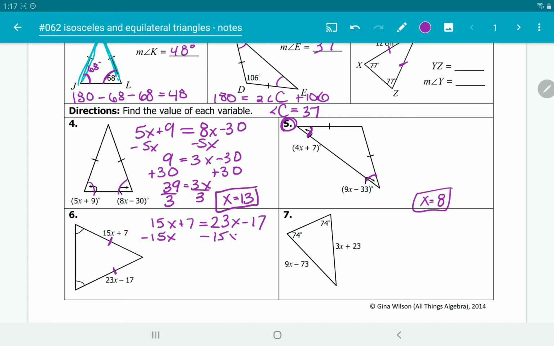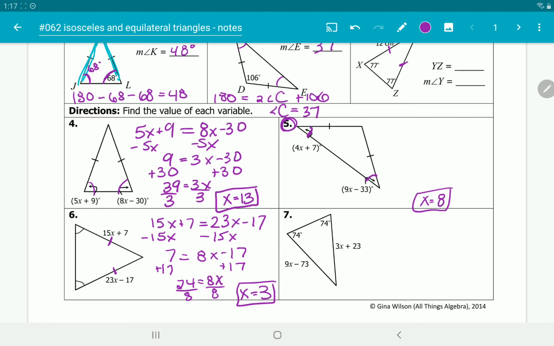Okay, so now let's go ahead and subtract the 15x to the other side. So subtract 15x from both sides. 7 equals 8x minus 17. We'll add the 17 to the other side, giving us 24 equals 8x. And if we divide by 8, we're going to get that x is equal to 3.